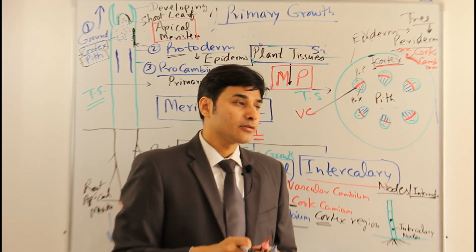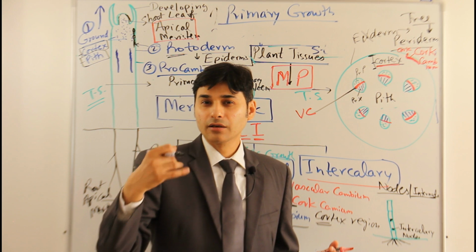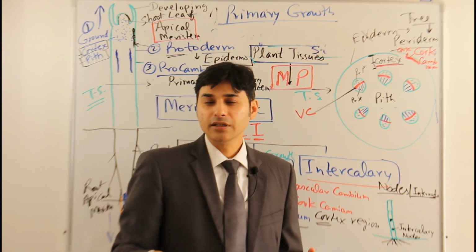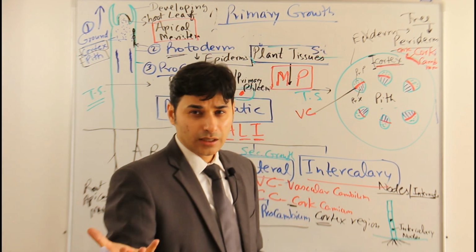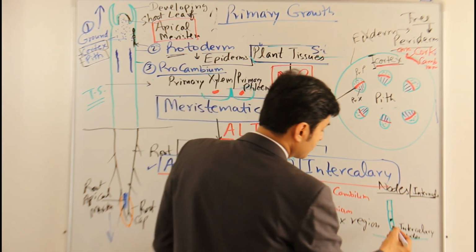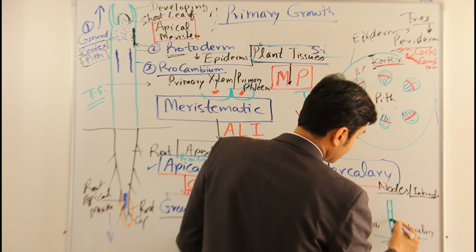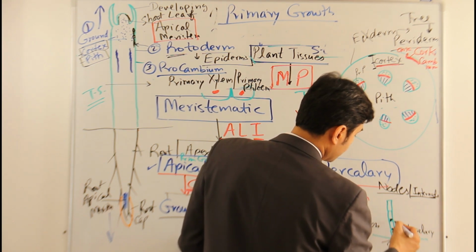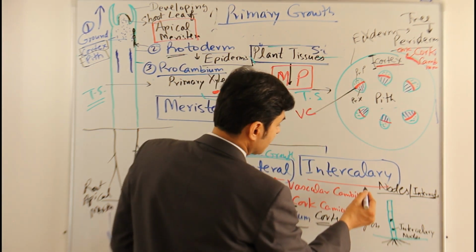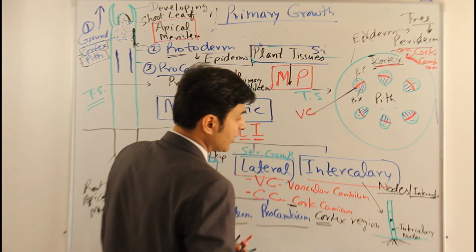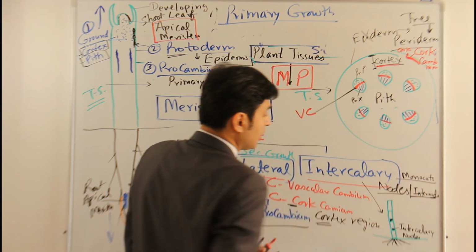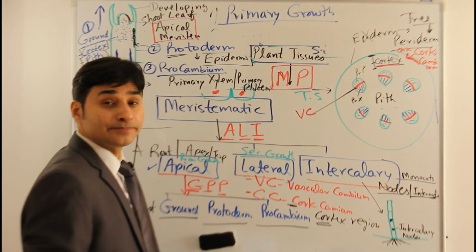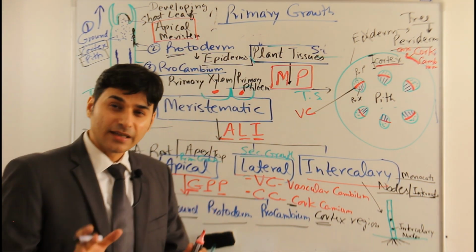This is why, when grazing animals eat the plants, the new leaves come up again very fast in the grasses. So at the nodes, this is about the monocot. This is intercalary meristem, which is found here in the monocots. So this is the meristematic type of tissue.